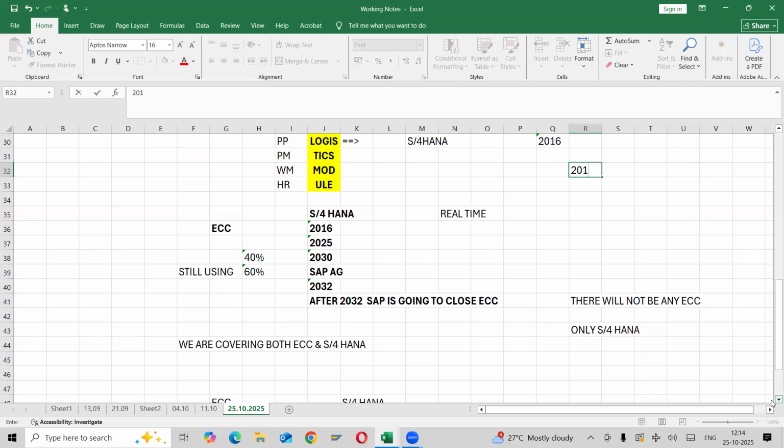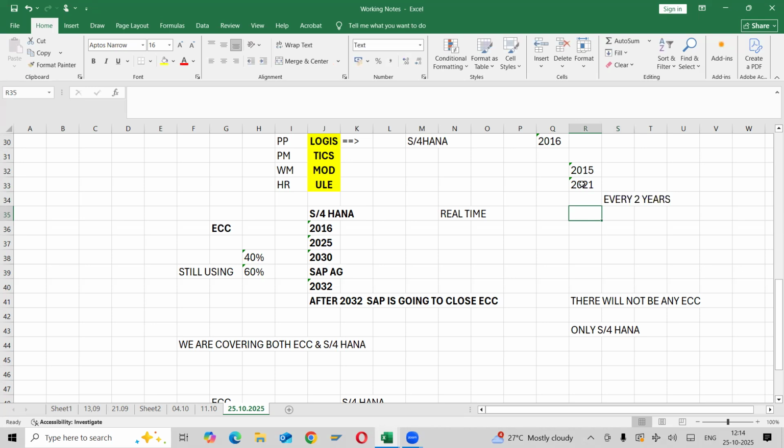Clear? Earlier, from 2015 onwards, SAP used to add a new version every year till 2021. Till 2021, they released a new version every year, meaning a small or additional feature they used to add from 2015 to 2021. But in 2021, they decided not to release a new version every year. They decided to release every 2 years.